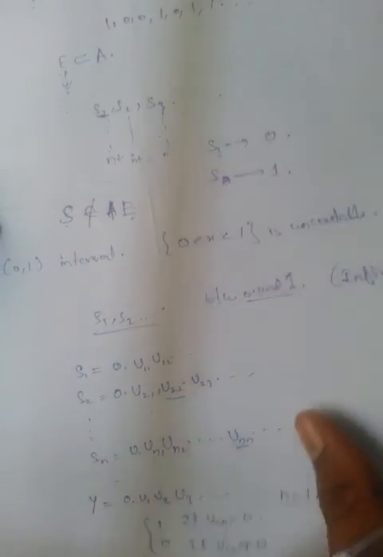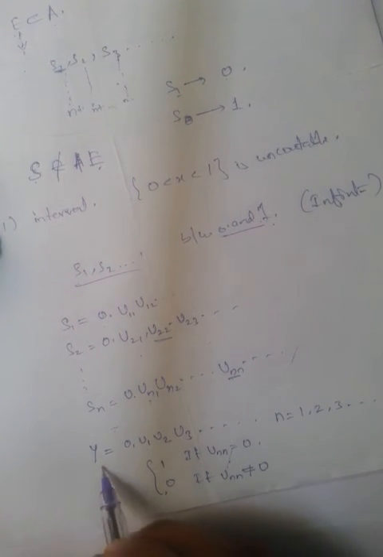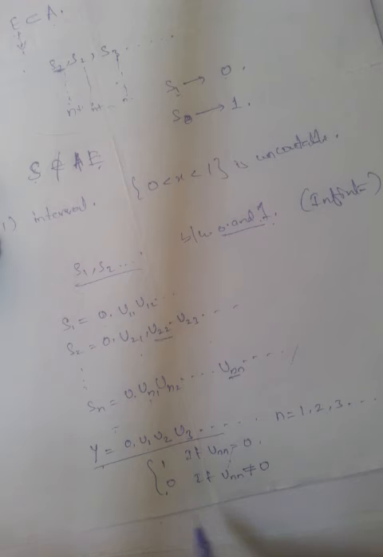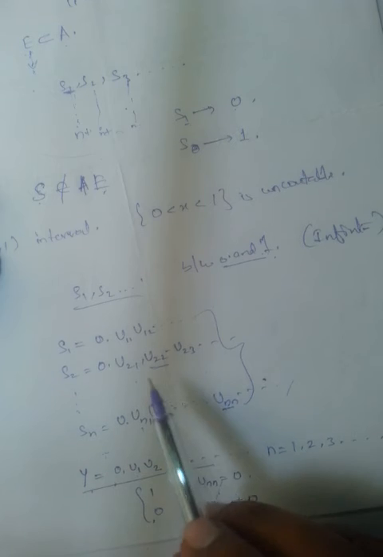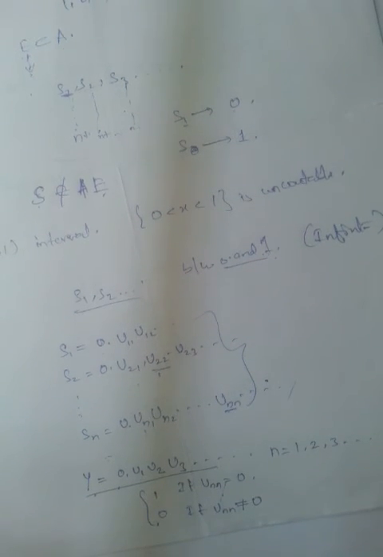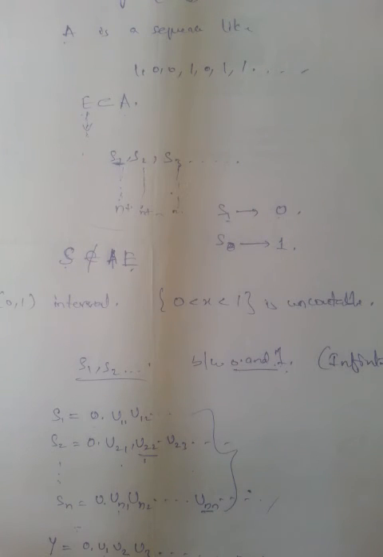All right, so this is how we are considering generating another number. If you observe, this y will be different from each and every sequence that we have generated previously. So by this we can conclude that the interval 0, 1 is an infinite sequence, and it is uncountable. So this is one more example for an uncountable set.